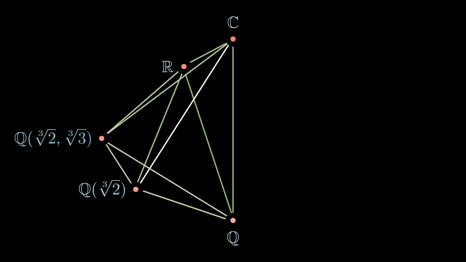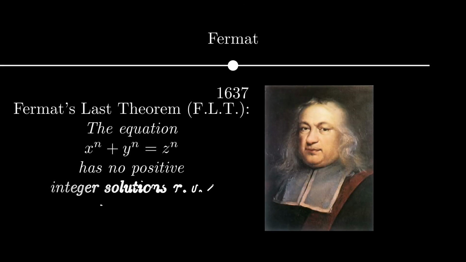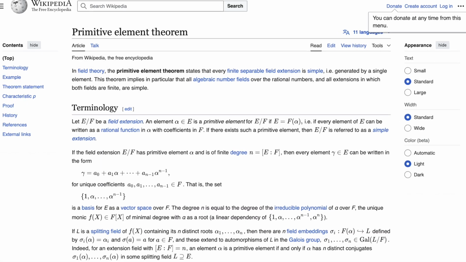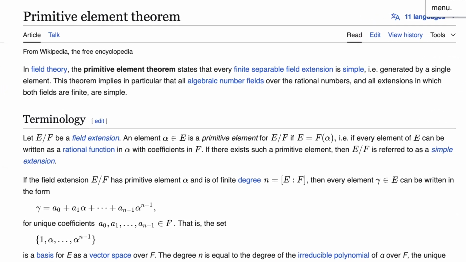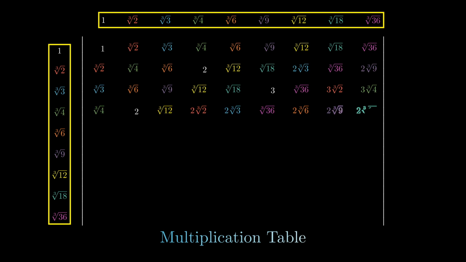In field theory, we study the different ways that we can extend the rational numbers. Field theory is largely motivated by our love of solving equations. One of my favorite results is called the Primitive Element Theorem, which says that many of the complicated extensions of the rationals can be generated by a single element. Now, the rest of this video is about what the hell that even means.